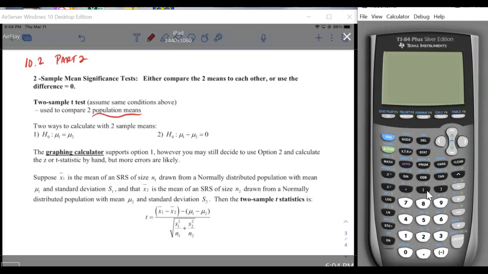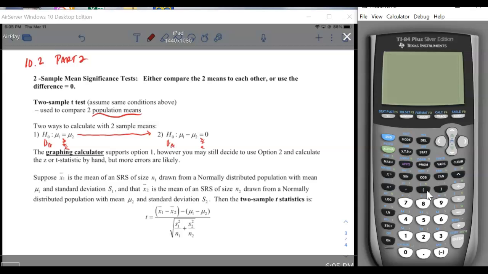Okay, then the next thing is, what are our HOs? So again, we write them two different ways. The first way is to compare the first one to the second one. And then the second one is to bring them both over to the left-hand side, right? And then the alternative works the same way. It's either going to be greater than, not equal to, or less than. Same deal here, greater than, not equal to, or less than for our alternatives.